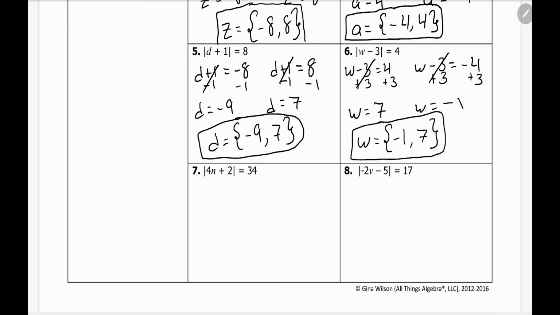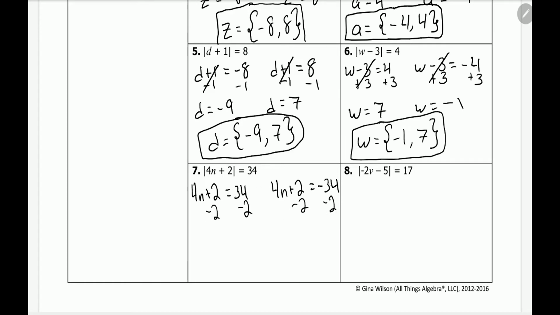Alright, let's look at number 7. Things are getting just a little bit more complicated. With this one, we have the absolute value of 4n plus 2 is equal to 34. First step, we take what's inside: 4n plus 2 is equal to, and 4n plus 2 is equal to. We have 34 on the other side of the equal sign. We're going to have a positive version, and we're going to have a negative version. Now we just have to solve this. We have to get rid of this 2 first, so we're going to subtract 2 on both sides.